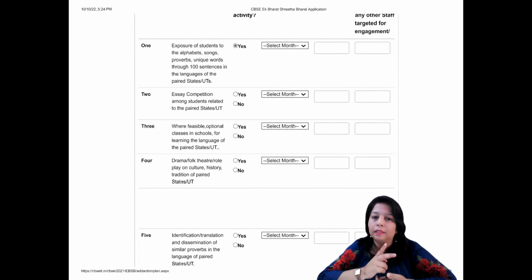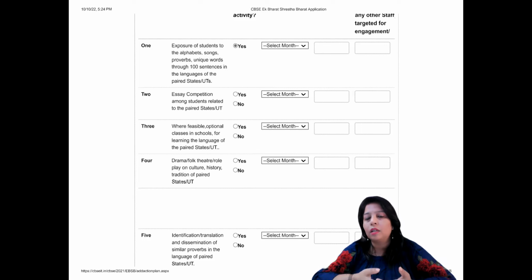Next is the third activity. See, the first was mandatory, the second is optional. Now, the third: where feasible, optional classes in the schools for learning the language of the paired states or UTs. See, we have to conduct as many activities as possible in our school. We can conduct the first activity, that is also mandatory. Second, essay writing we can also conduct. Now, the third one is where feasible. If you are conducting such classes where children learn about the paired state, extra classes after school, most schools are not conducting this kind of activity. So you can go ahead with the no option, right?